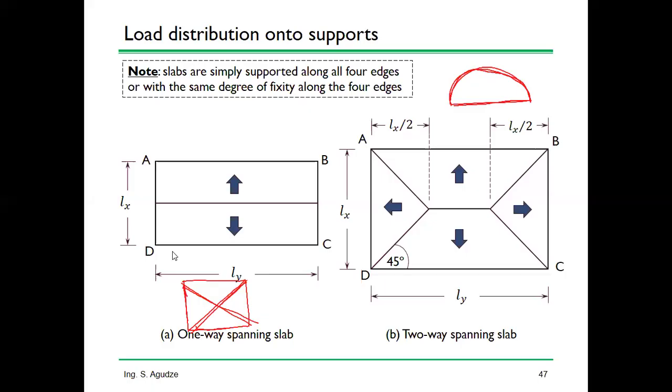I want you to do this for me right now. If this side is, let's say, 7 meters, or let me make it 6 meters, and this side is 3.5 meters, tell me whether the slab will be one way or two way. I will be with you shortly.